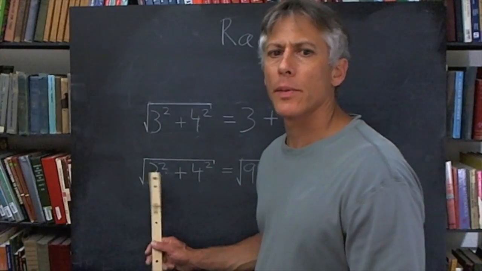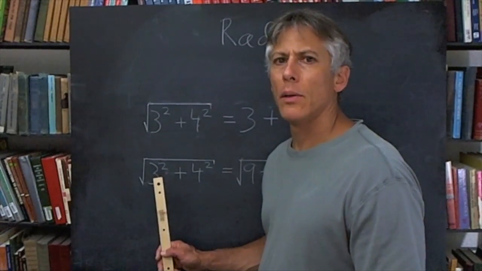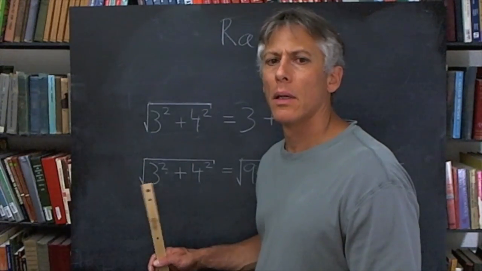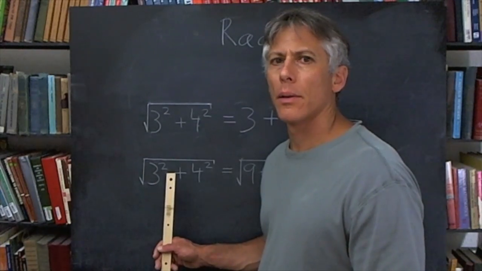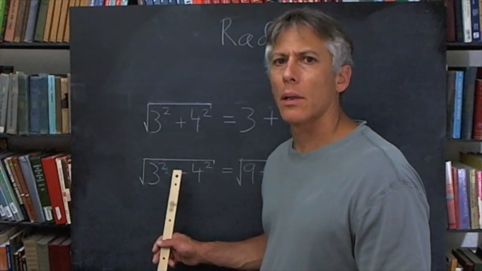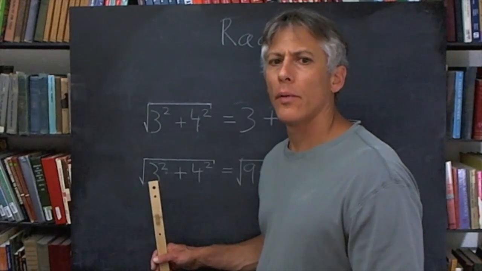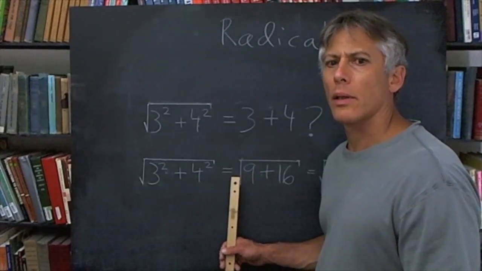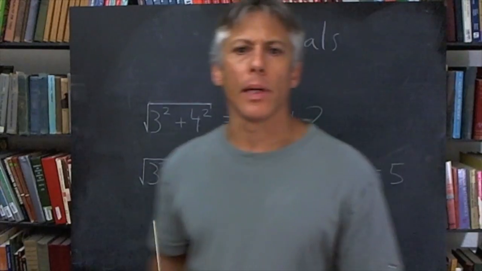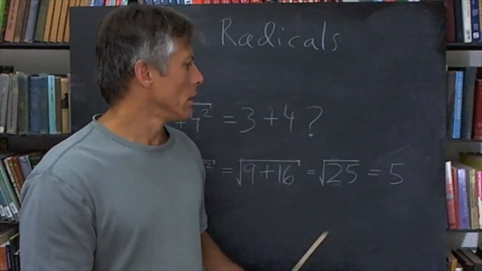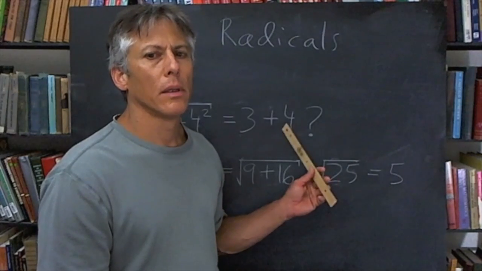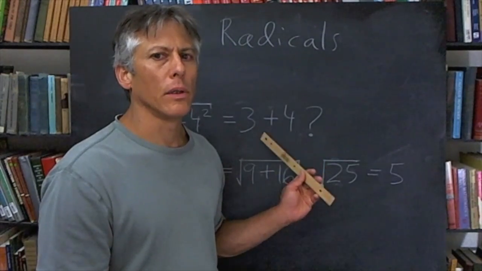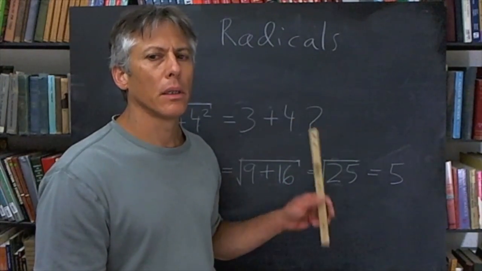If we work through the arithmetic on this, we need to do what's under the radical sign first before we apply the radical, because we don't know what to take the square root of yet. Inside there we've got squares and addition. Remember, we do exponents before we do addition. If we do 3 squared and then 4 squared, we get 9 and 16. So we've got the square root of 9 plus 16. That makes 25, and the square root of 25 is 5. Clearly not 7. So it's wrong to take the square root of each term individually and then add them together.